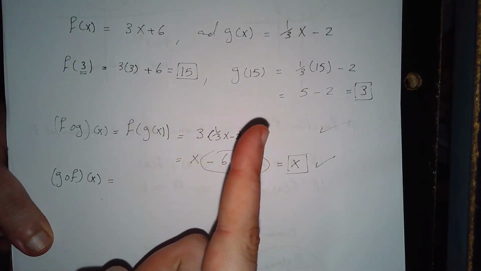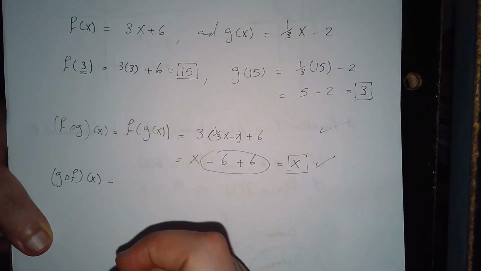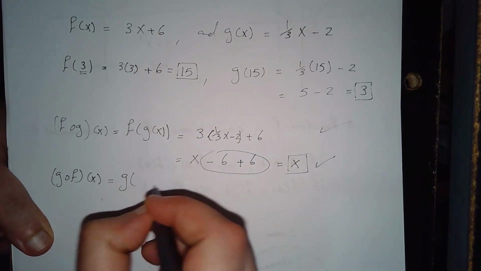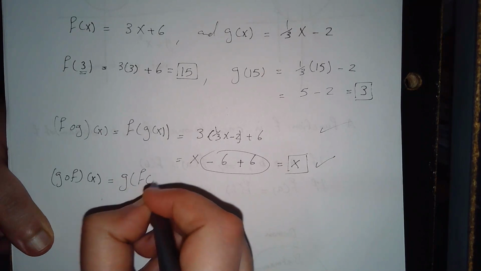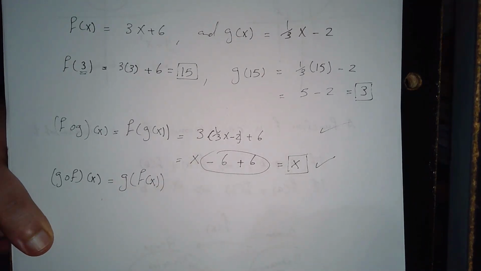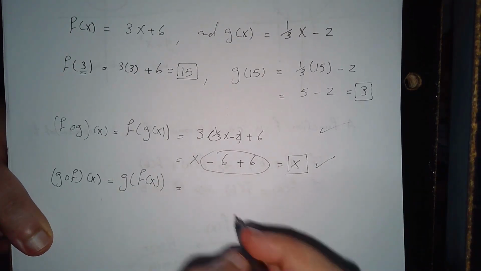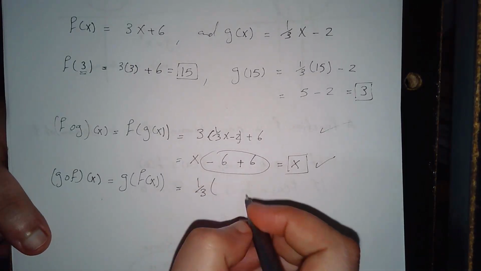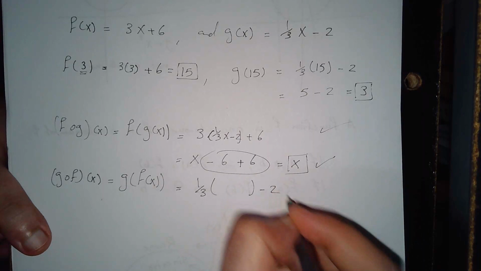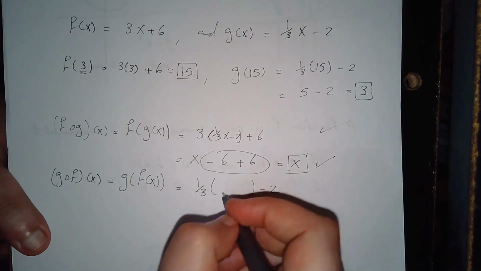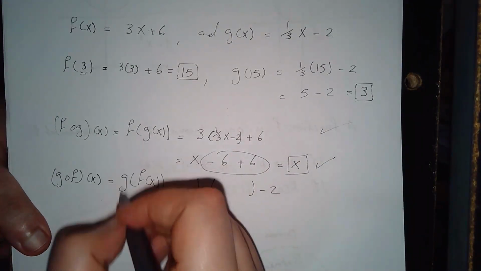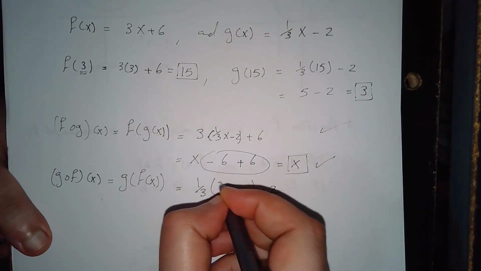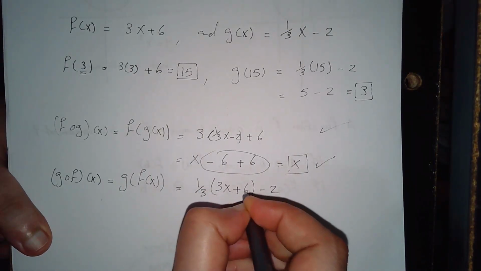Now we're going to plug f into g. That means that I have g of x with f of x plugged in. Now, g of x is what? 1/3 times x, whatever x is, minus 2. And in this case, my x is what? f of x, which is 3x plus 6.